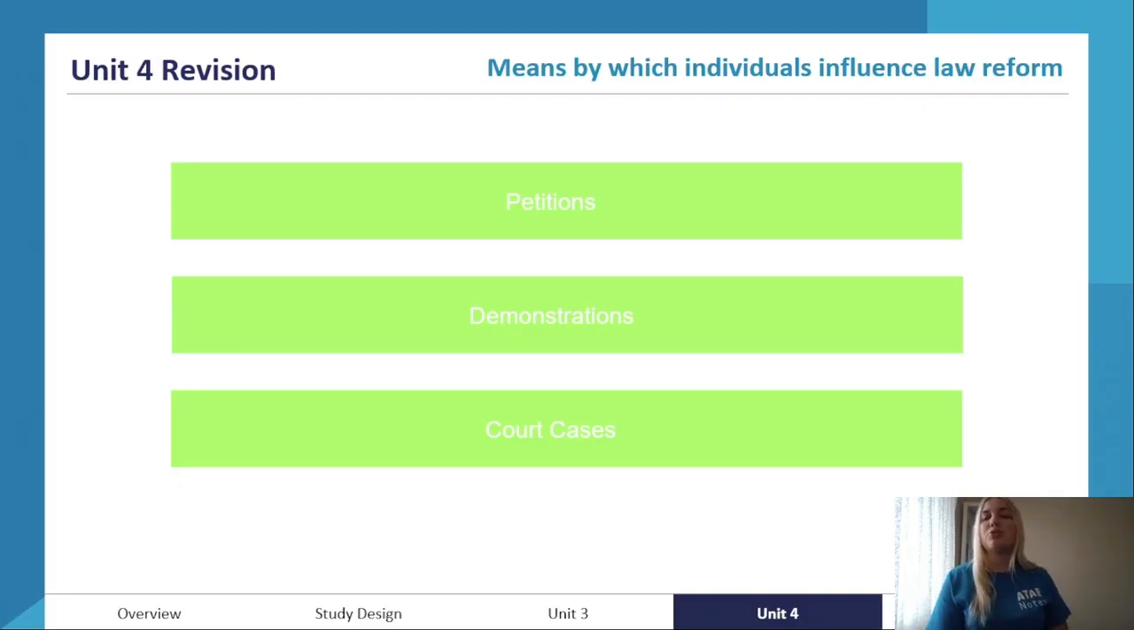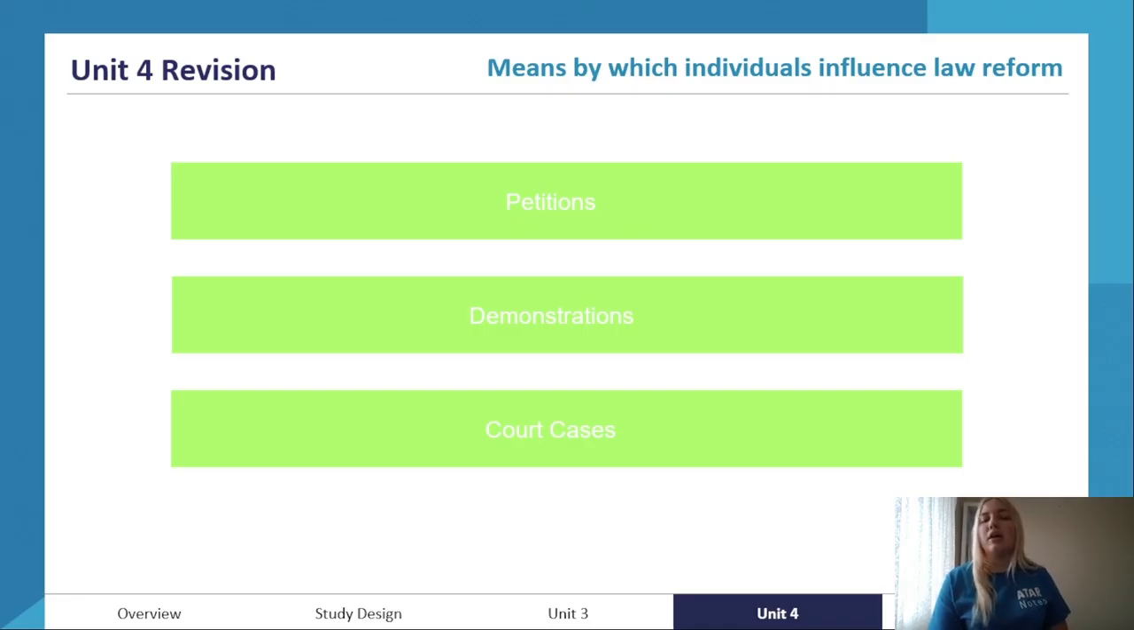The means by which individuals influence law reform include petitions, demonstrations, and court cases. Court cases, we know all about that. Someone who has standing can go to court and play a crucial role in getting a law declared unconstitutional and invalid, or raising the need for a law to change because it's inadequate in a certain area or outdated.